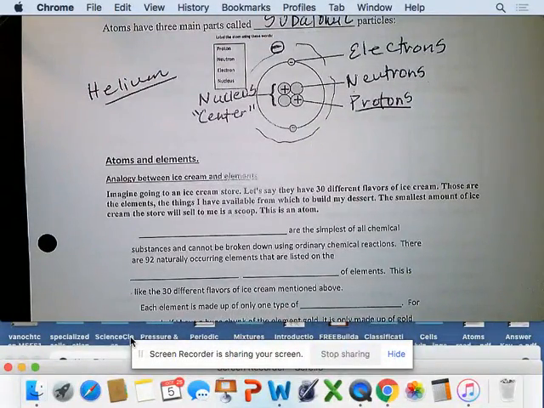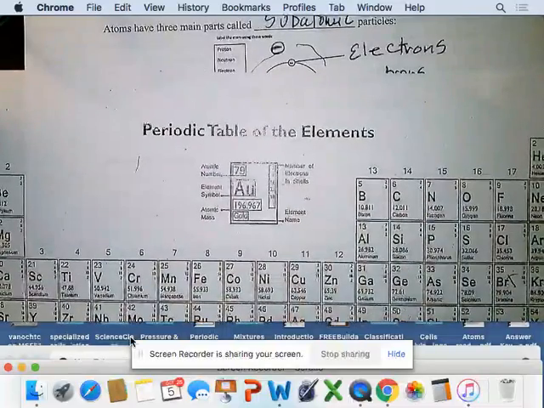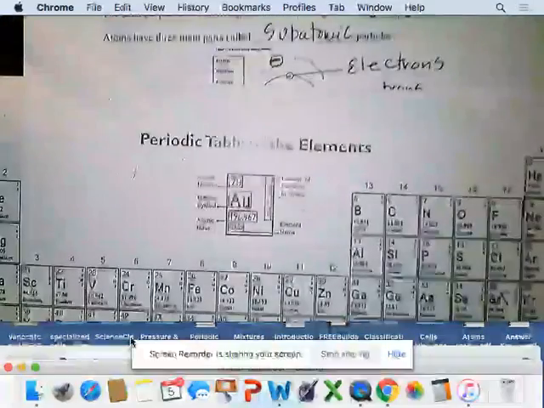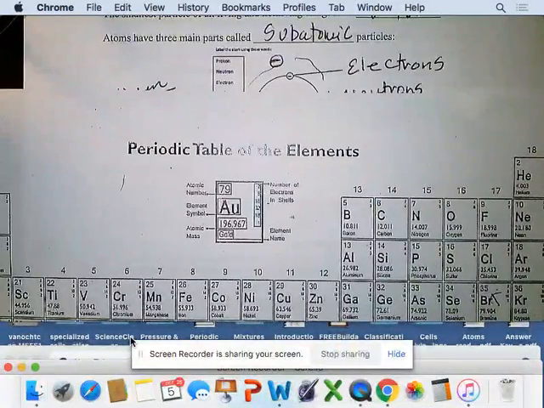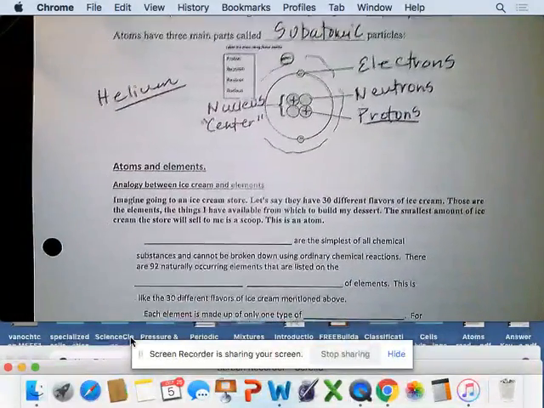The smallest amount of ice cream the store will sell me is a scoop. That's like your atom. All the elements on the periodic table are like all the different flavors of ice cream. The smallest part of an element is the atom. So the atom is like the scoop is to the ice cream flavor.